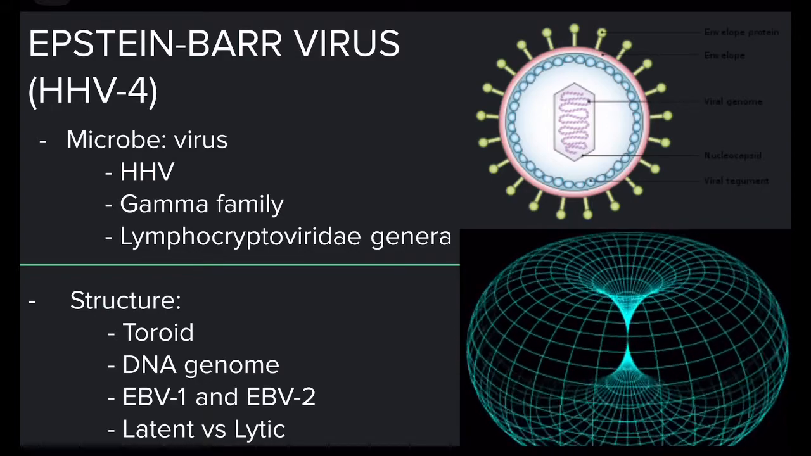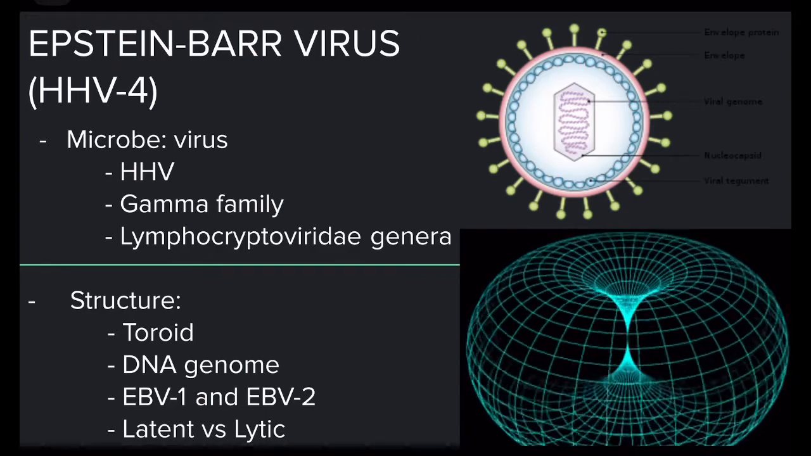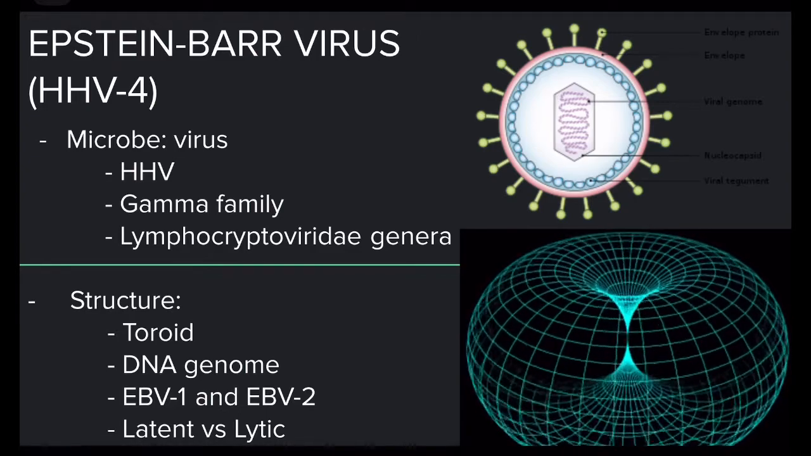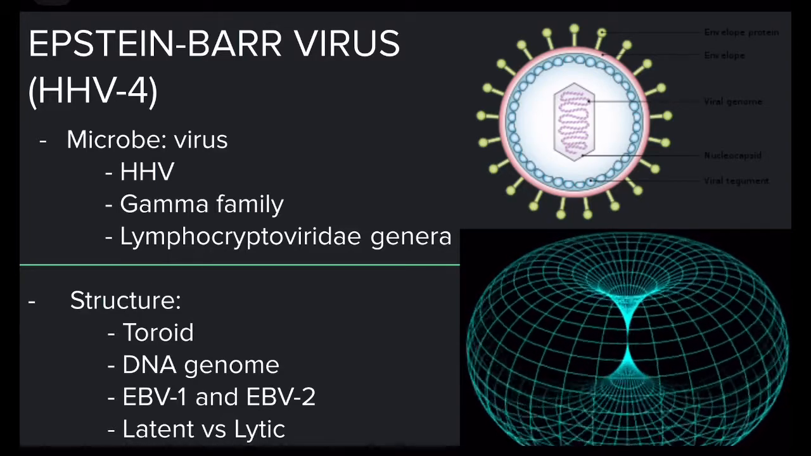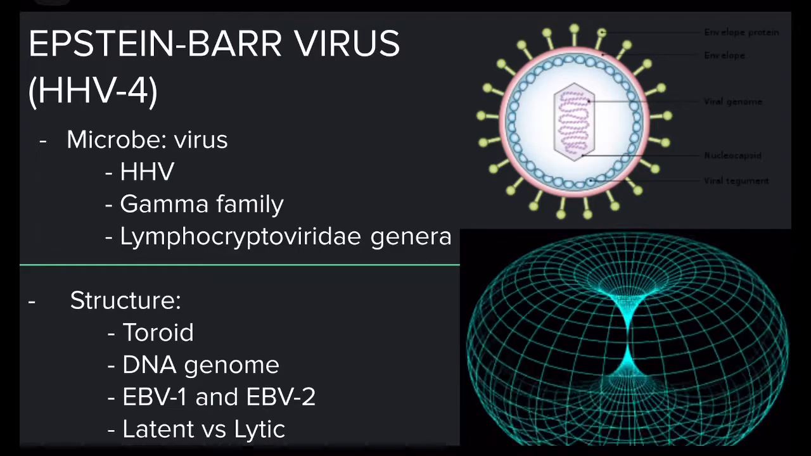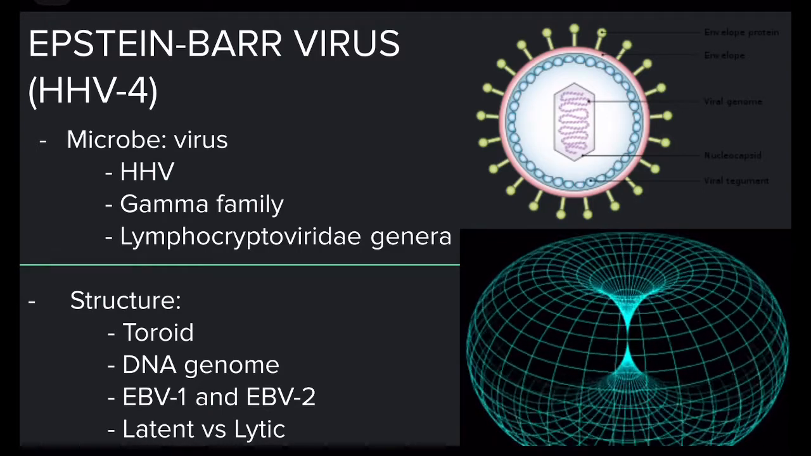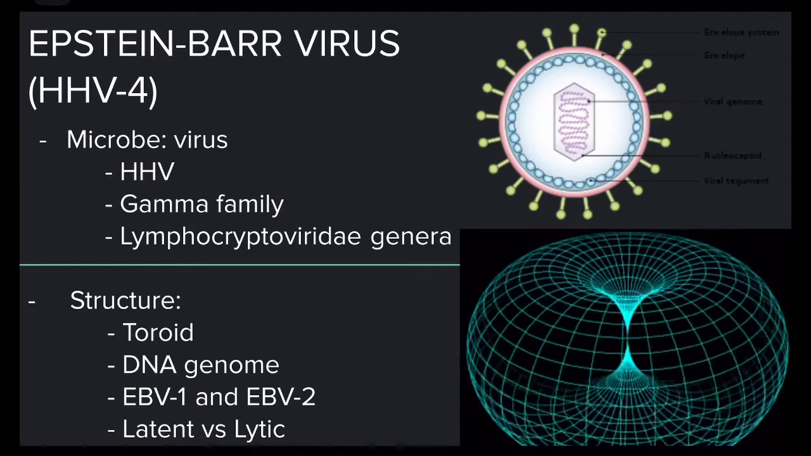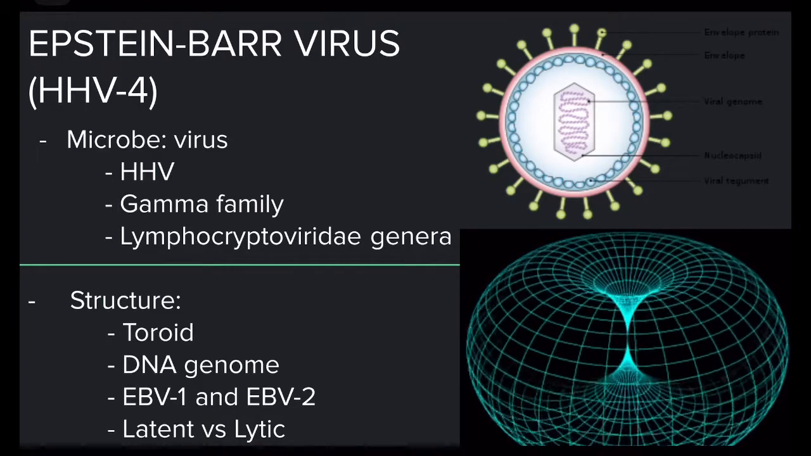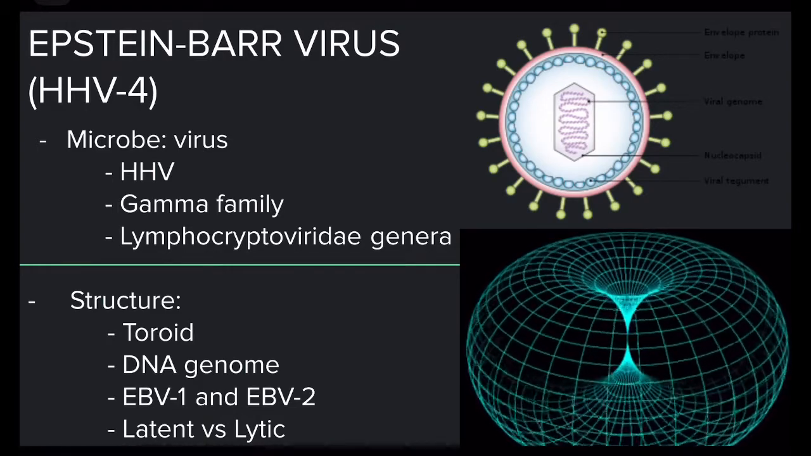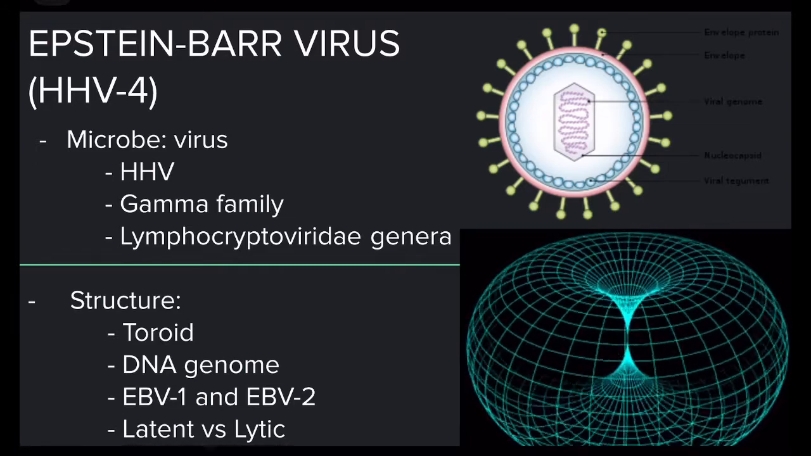The toroid shape allows the envelope proteins to increase its surface area in order for it to easily latch onto other cells when replicating. With its unique shape, its DNA is accessible and causes a difference in sequence, which leads to EBV1 and EBV2. Its genome, right in the middle, is linear and double-stranded, having more than 85 genes. Having 85 plus genes divides EBV into latent and lytic genes.